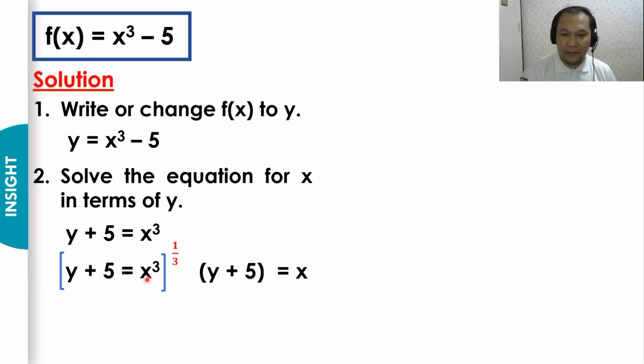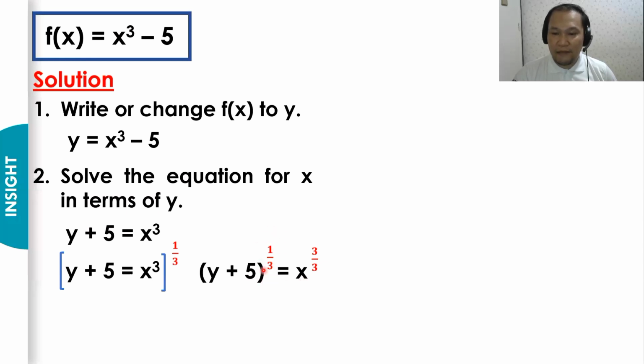Okay, then applying the concept of power law, therefore, the quantity y plus 5 raised to 1/3 is equal to now 3 times 1 divided by 3. Therefore, we do have 3 over 3. And then 3 divided by 3 is equal to 1. Therefore, we are going to have x raised to 1 or simply x.